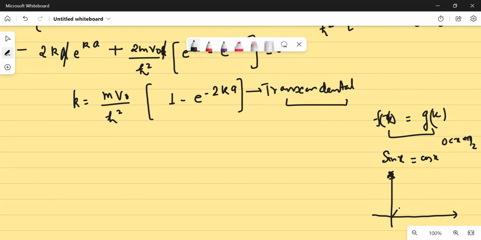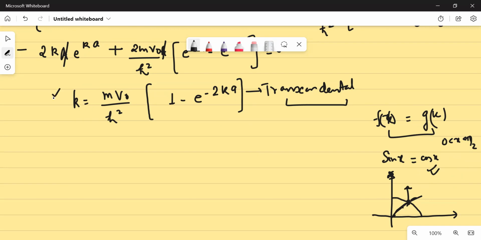But instead, if I follow a graphical approach, from 0 to pi by 2 your sine will come like this, and from 0 to pi by 2 my cos will come like this. So obviously there is a root, a single root. And we know from our trigonometry that that particular root is x equal to pi by 4. So overall, we know the answer to this particular problem by graph also.